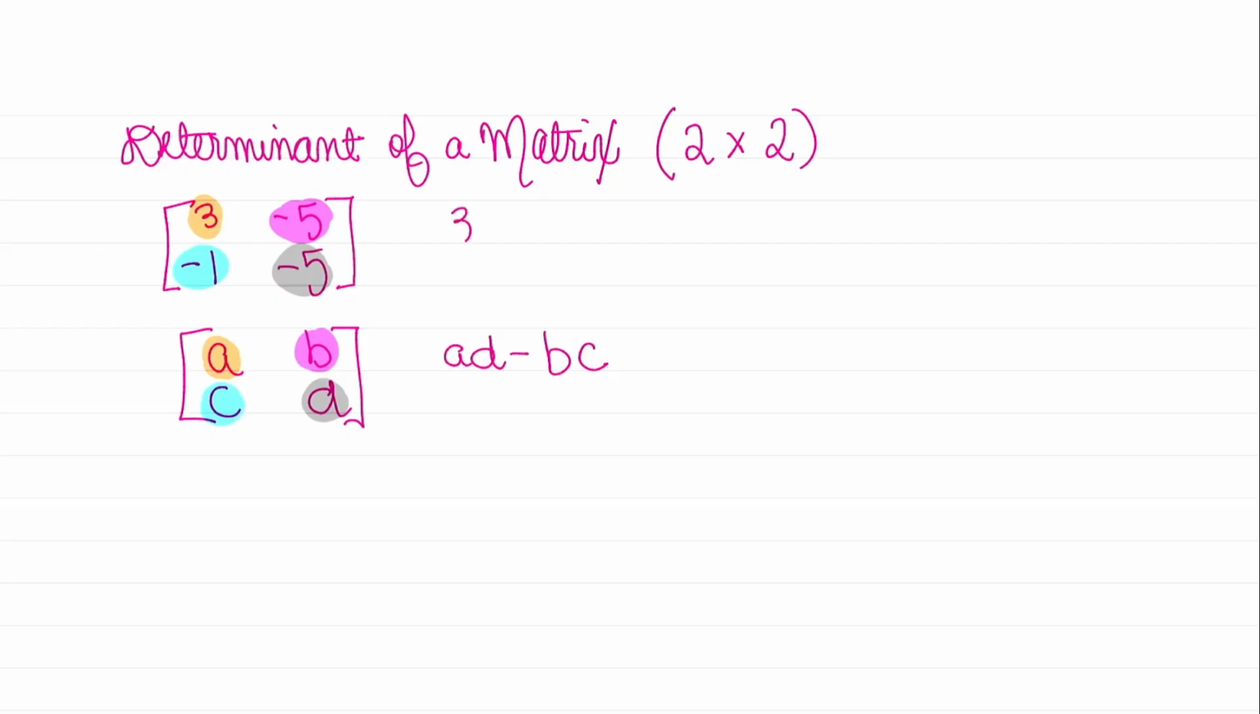So we're going to have 3 times -5 minus -5 times -1. These two multiplied together are -15. These two multiplied together are +5. So -15 minus 5 is -20, and that's the determinant.